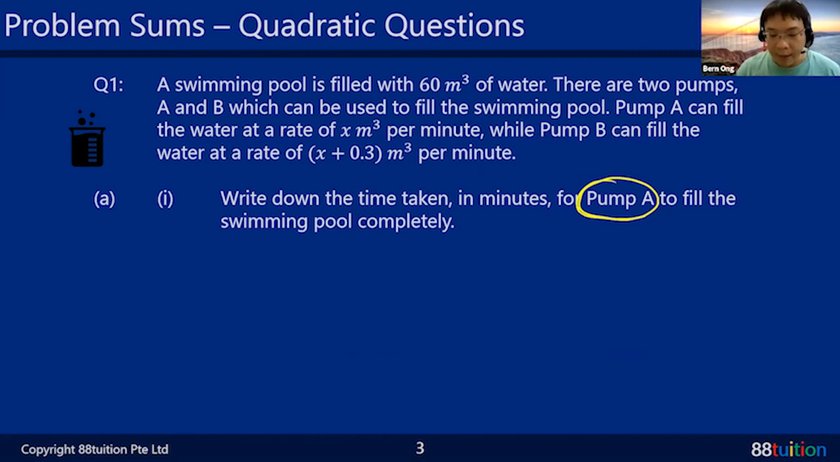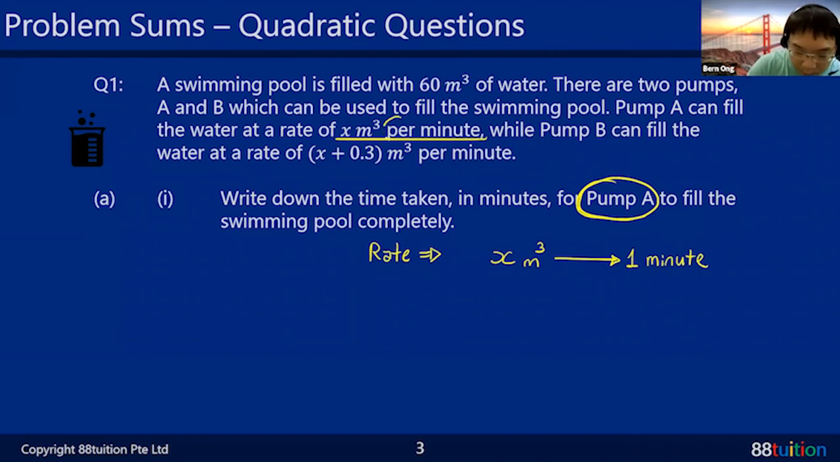So what do we know about pump A? Pump A can fill at a rate of x cubic meters per minute. I usually like to write this out, the rate. It means that x cubic meters will require 1 minute. The meaning of per minute: per means 1 minute. In 1 minute, I can fill up x cubic meters of water. That's the meaning.